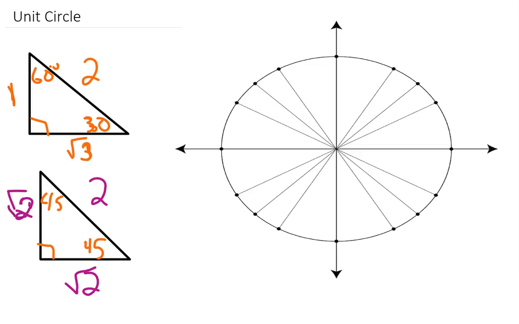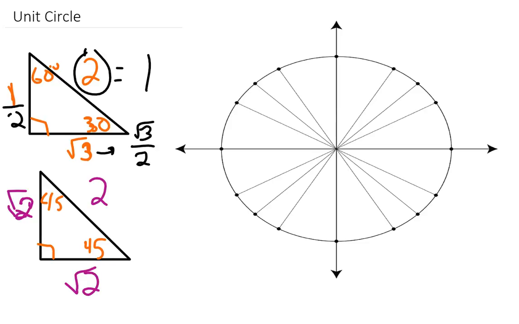If I look at my 30, 60, 90, to get this 2 to be a 1, I've got to divide by 2 and I'll get a 1. Obviously then if I divide one number by 2, I've got to divide the rest of them by 2. So root 3 is going to become root 3 over 2, and 1 is going to become 1 over 2. So my new triangle for my 30, 60, 90 is going to be 1 as my radius, 1/2 as my side across from a 30-degree angle, and then root 3 over 2 as my side that is across from a 60-degree angle.